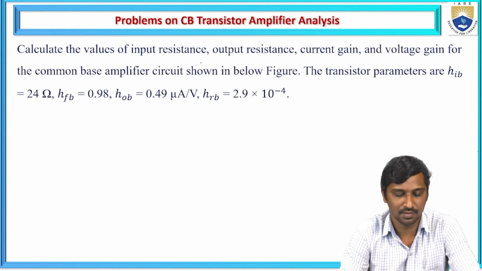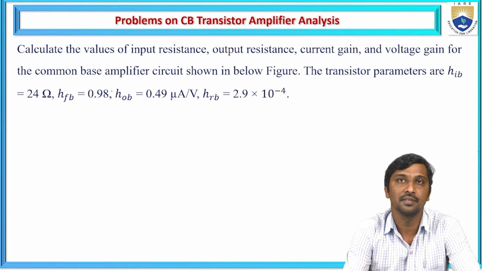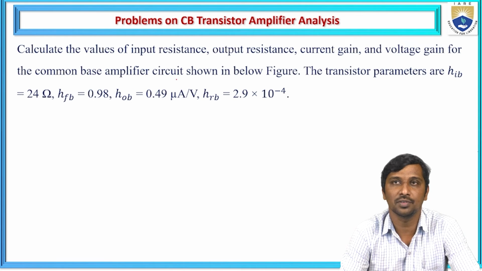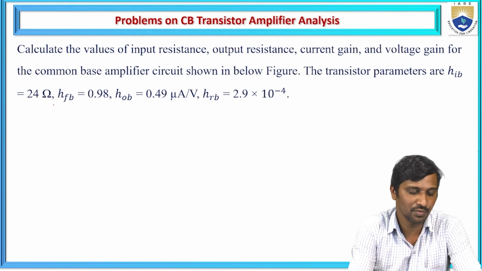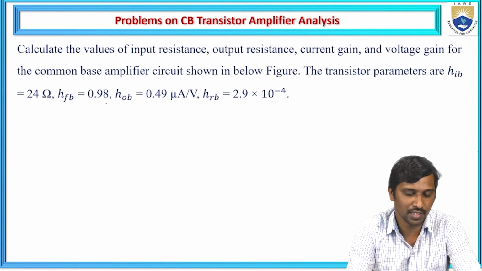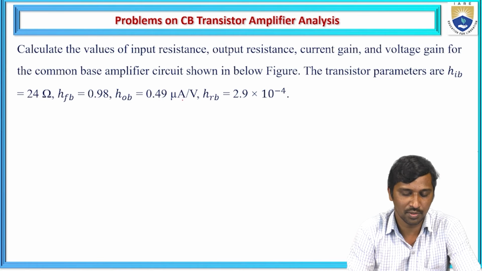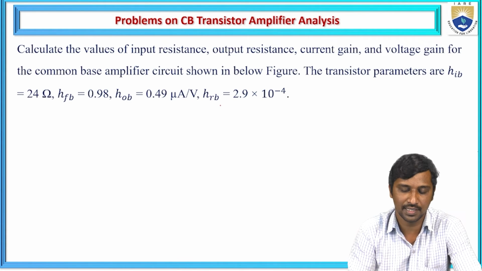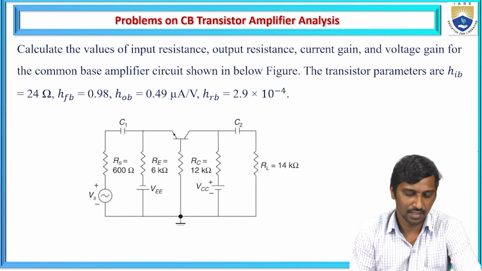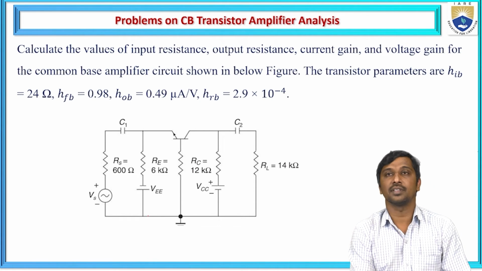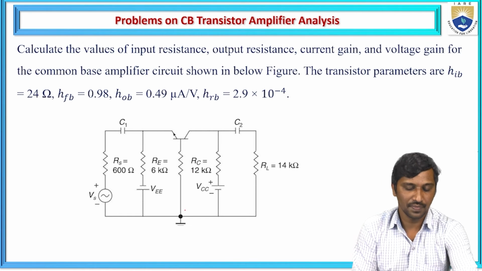Calculate the values of input resistance, output resistance, current gain and voltage gain for the common base amplifier circuit shown in the below figure. The transistor parameters are HIB is 24 ohms, HFB is 0.98, HOB is 0.49 microamps per volt, and HRB is 2.9 into 10 to the power of minus 4. And this is the given figure for this common base amplifier circuit.